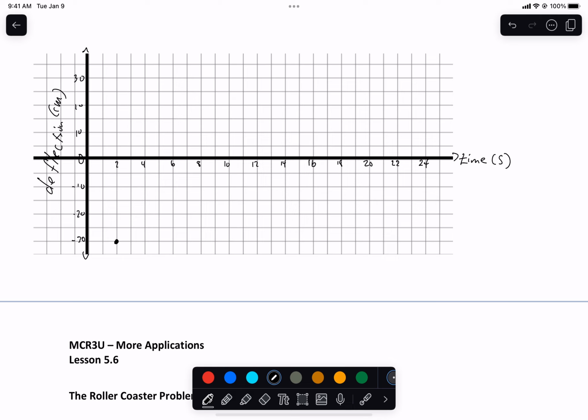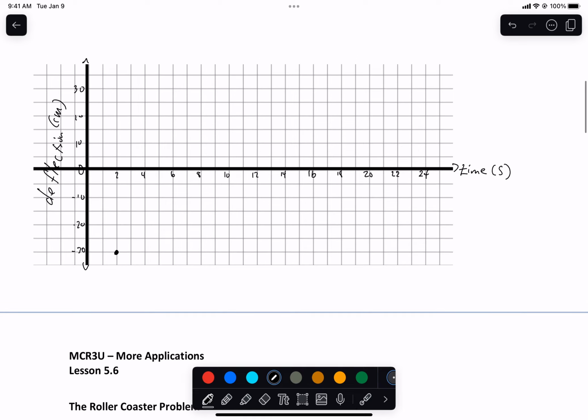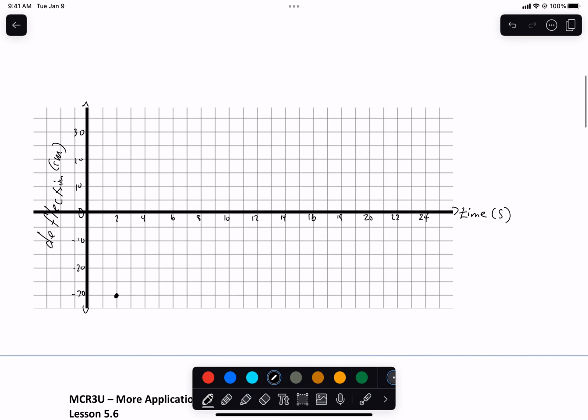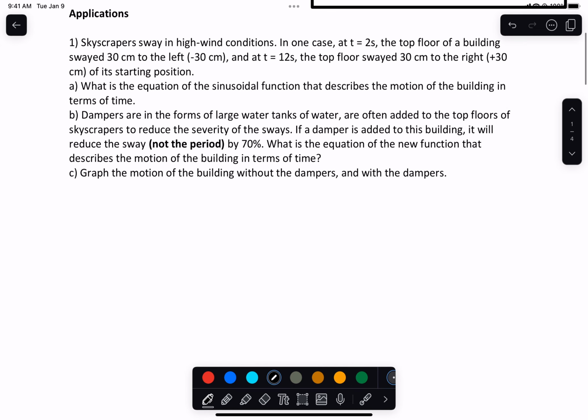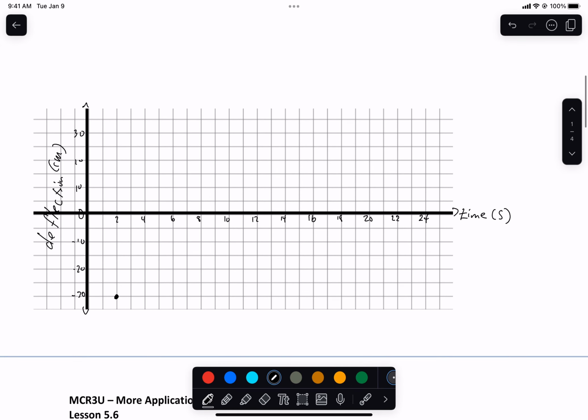It tells me in the question that at t equals 2 seconds, the building is at -30 centimeters of deflection, and at 12 seconds, it says it's at 30 centimeters. Okay, so if I'm just looking at the pattern of what's going on there, it looks like in theory, it takes 10 seconds to complete half of a cycle here. And so the other half, from here to here, would be half of the cycle. And so subsequently, it should take another 10 seconds to get to the low point again.